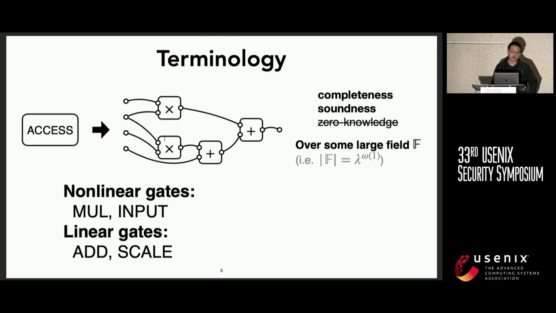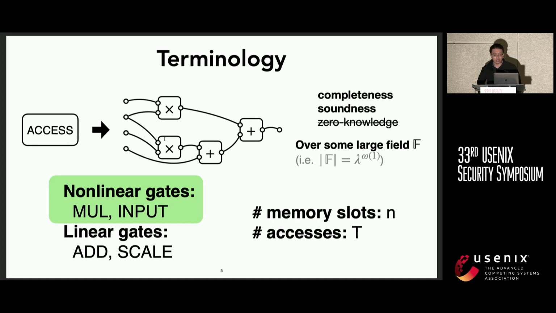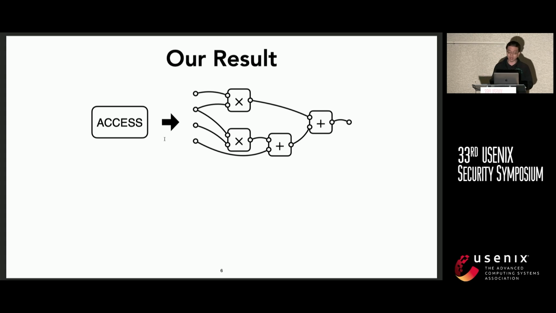The second thing I want to clarify is how we count the cost of our construction. Because what we do is just circuit compilation, what we count is how many gates we use. More importantly, we focus on the non-linear gates, for example, the multiplication and input gates, because the linear gates are almost free in many zero knowledge proof systems. I'm going to use lowercase n to denote the number of slots we access, basically how large the RAM is, and uppercase T to denote the number of accesses we want to achieve. So what is our result in just one slide?